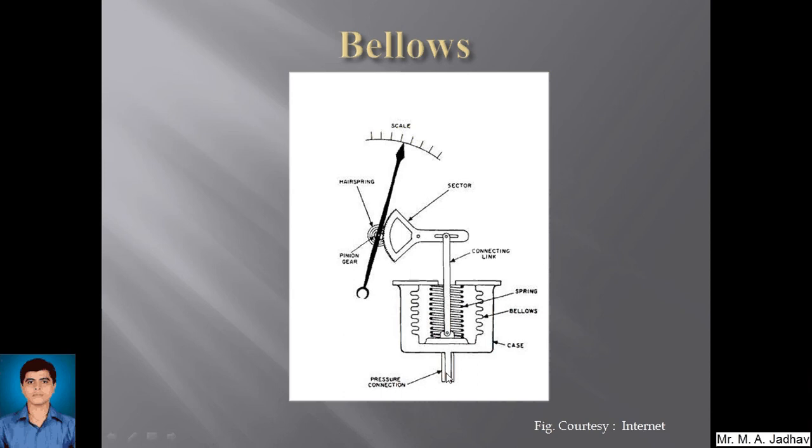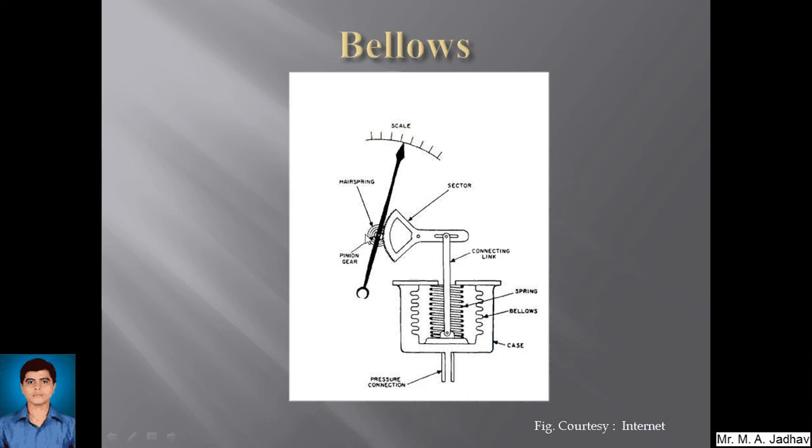Now see how this bellows works. We apply pressure at this point. Because of that, the bellows gets compressed, and then the connecting link, which is connected to a sector, and the sector to a small pinion gear, and the pointer attached to that pinion gear. As the connecting link moves in the upward direction because we apply pressure from the bottom of the bellows, the sector, which is pivoted at this point, moves in a circular direction downward. Because of that, the pinion, which is meshing with the sector, rotates in the clockwise direction, which rotates the pointer clockwise, or vice versa.